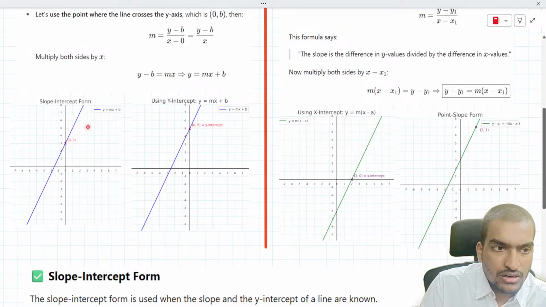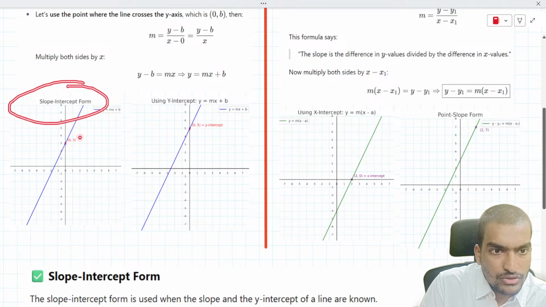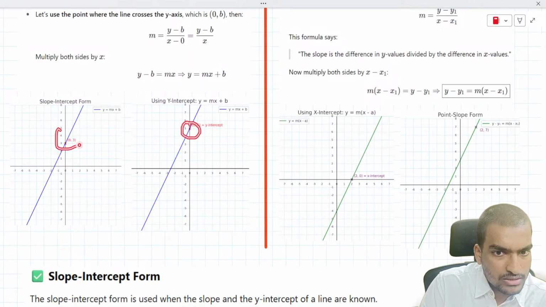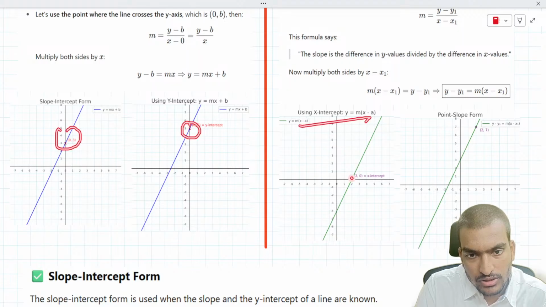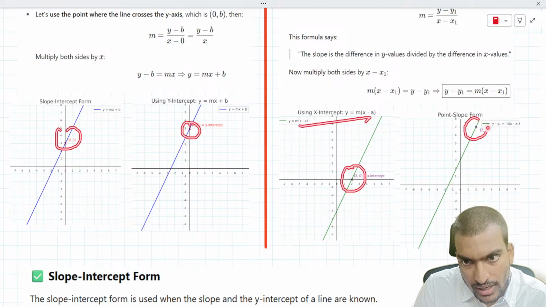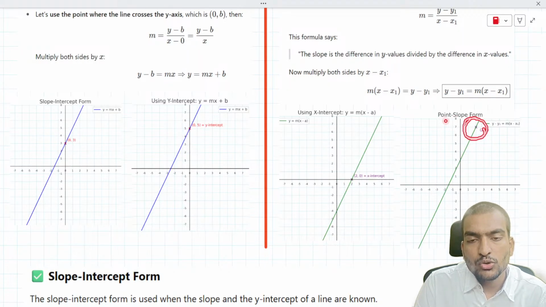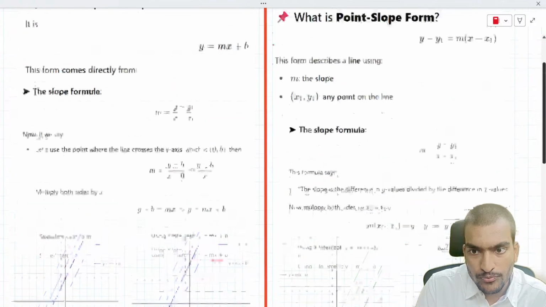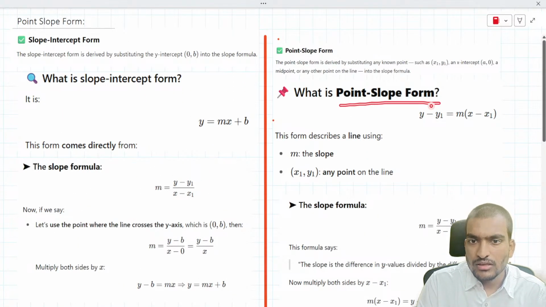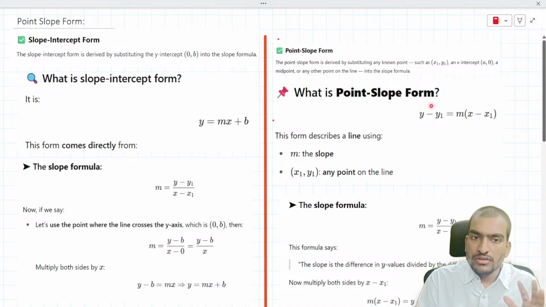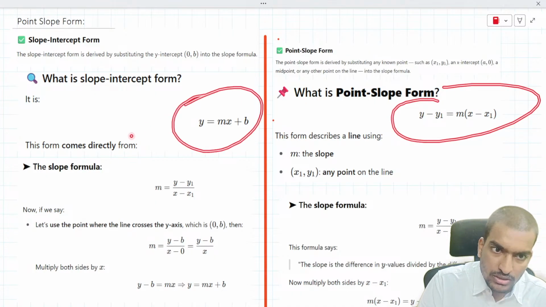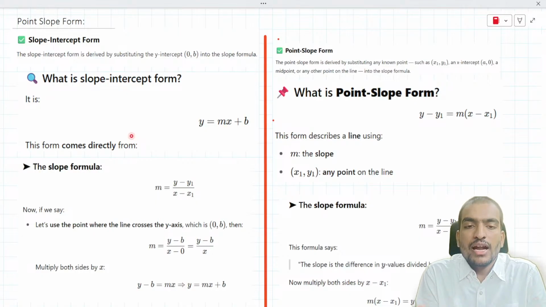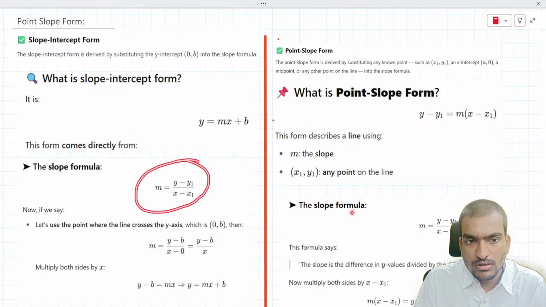You see here, in slope-intercept form, we use it for only y-intercepts. But here it's not like that. We use it for the x-intercept or any point on the line. To get an equation, we use point-slope form. There is no difference. Both are slopes only, but we are calling them by different names. They are derived from the slope.